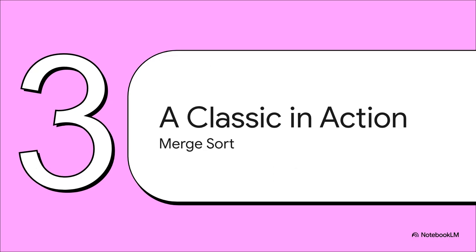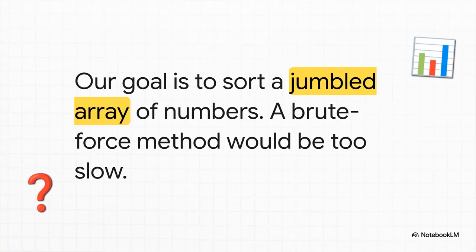All right, enough theory. Let's make this real. We're going to look at the textbook example of a divide and conquer algorithm, merge sort. It's the perfect showcase for our three-step pattern. So, we start with a really common problem, a completely jumbled list of numbers. The goal is to sort them. Now, we could try to compare every number with every other number, but that gets slow fast. Merge sort shows us a much more elegant way.